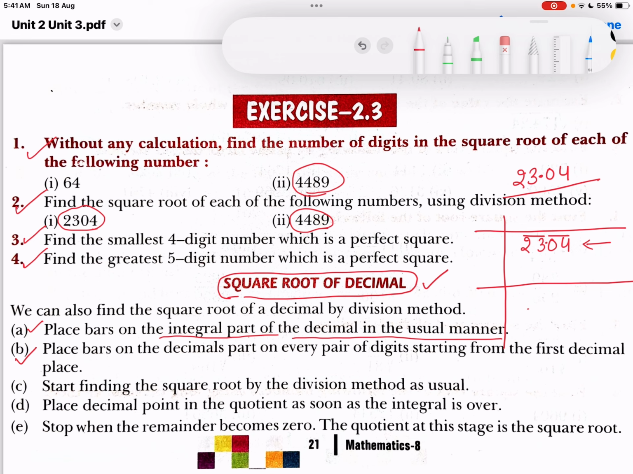What would be the first step to find the square root by the division method? First we will think about the numbers whose square is just below 23. So the square of 2 is 4, square of 3 is 9, square of 4 is 16, square of 5 is 25. So 25 is a greater number, so we cannot divide 23 by 5.